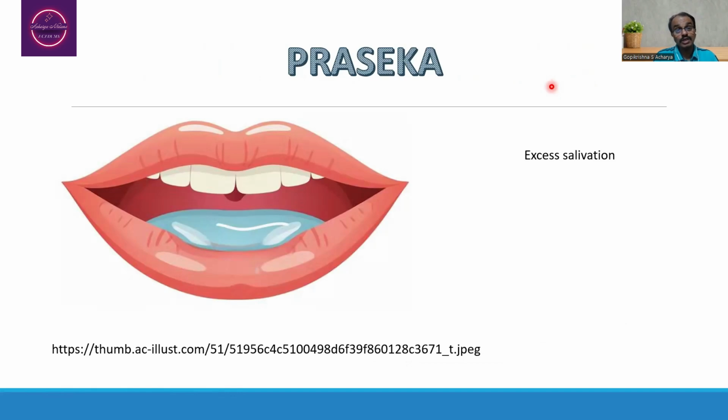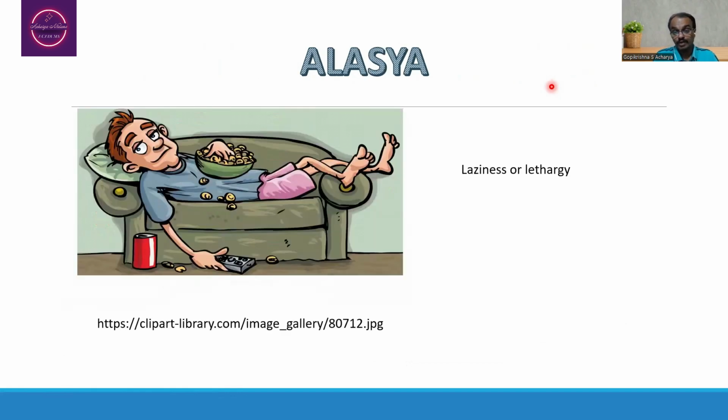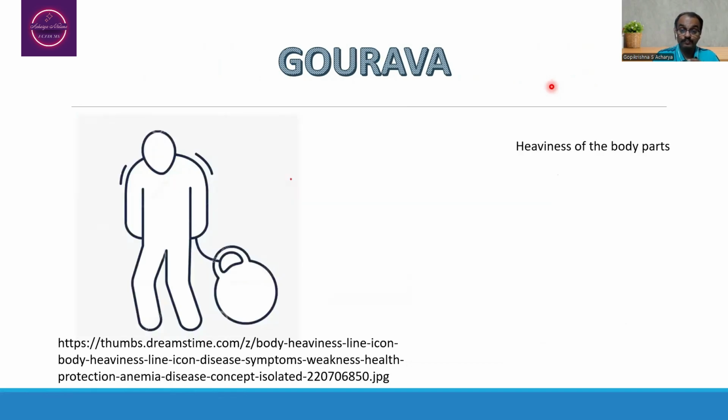Praseka, excessive salivation, where we can say parasympathetic nerve stimulation may be the cause for this type of clinical presentation. Alasya, which is indicative of the excessive guru guna that may be increased in the body. Gaurava, heaviness of the body parts. Either one or more body parts may have heaviness, which can be attributable to the presence of macromolecules in those different areas.